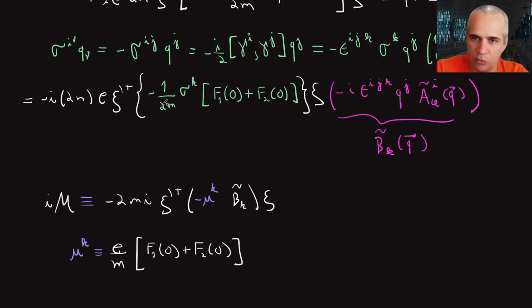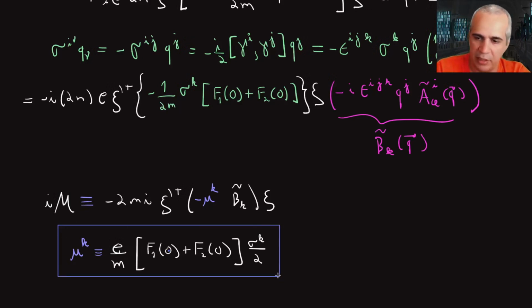And I took a factor of 2 here and grouped it with this Pauli matrix, because of course this is the spin of the fermion. This is the spin of the electron going there. So these two expressions together are really important, right?